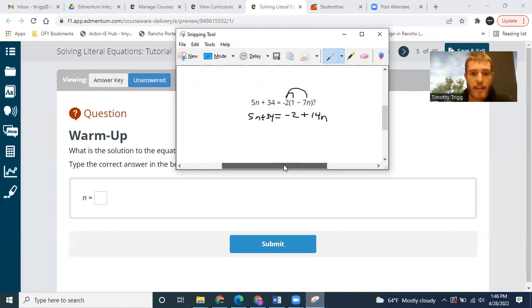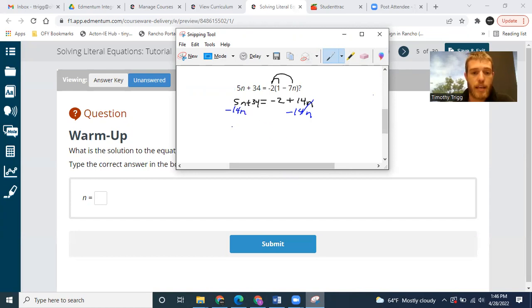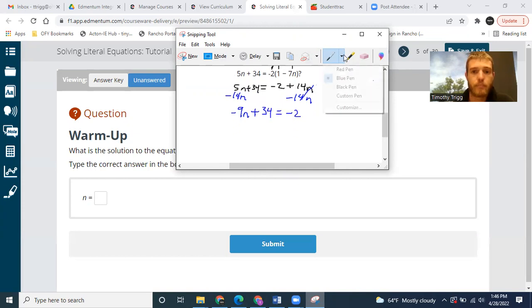Now, notice there's n's on both sides of the equation, both sides of the equal sign. So when I see that my variable is on both sides, I don't like that. So I'm going to go ahead and get rid of this 14n here on the right, and I subtract 14n here on the left to keep it equal. Okay. 5n minus 14n is -9n. We also have a plus 34 here on the left equals -2 on the right after these cancel.